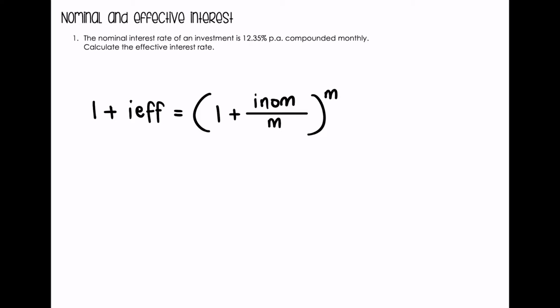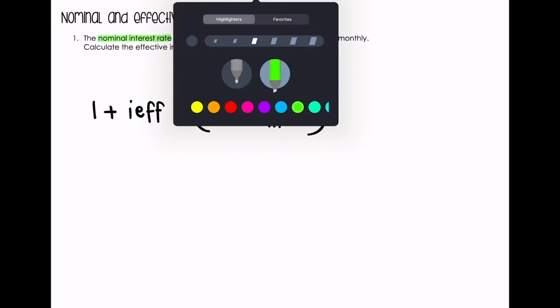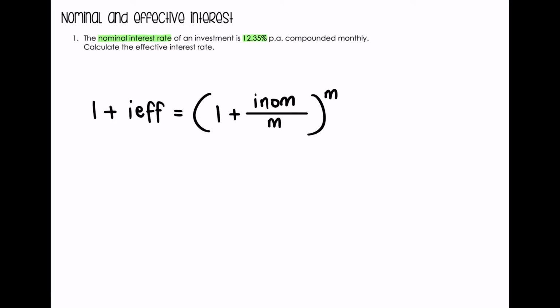So the question says the nominal interest rate of an investment is 12.35% per annum compounded monthly. Calculate the effective interest rate. So now we have the nominal interest rate is 12.35%. We have that it is compounded monthly, and they want us to calculate the effective interest rate.